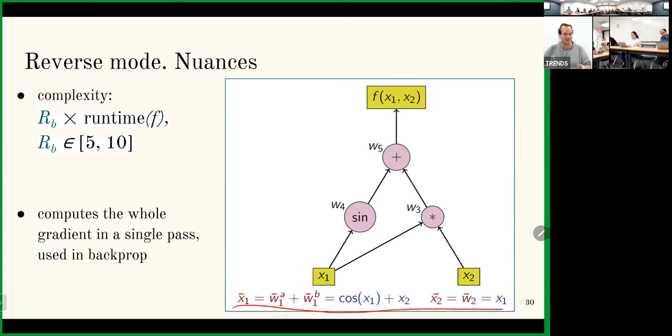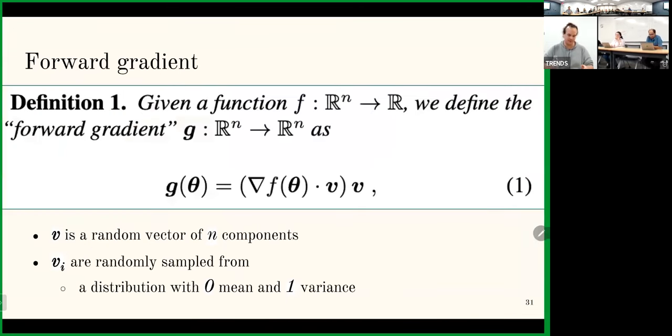Okay, so we know what gradient descent is. We know what automatic differentiation is. Let's move to the paper. In the paper, the authors present a new technique to calculate gradients, called forward gradient.